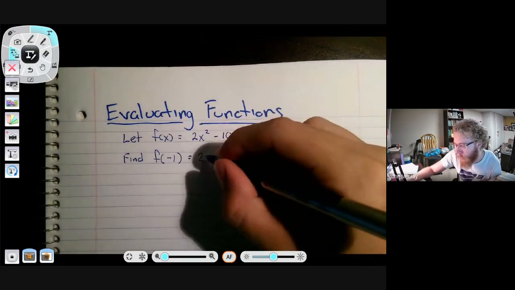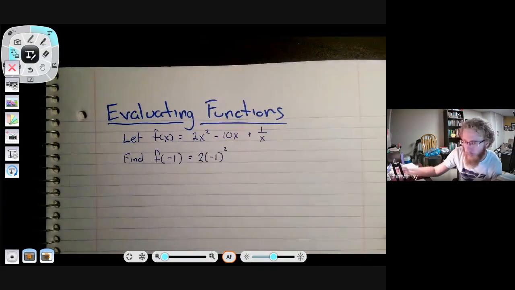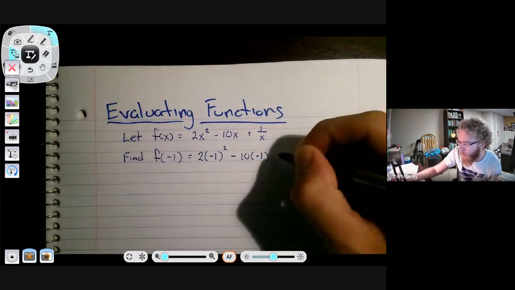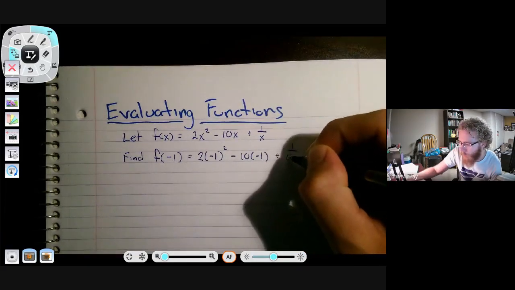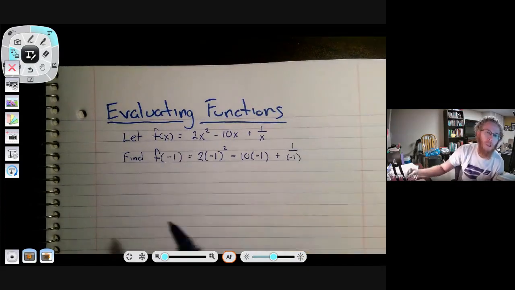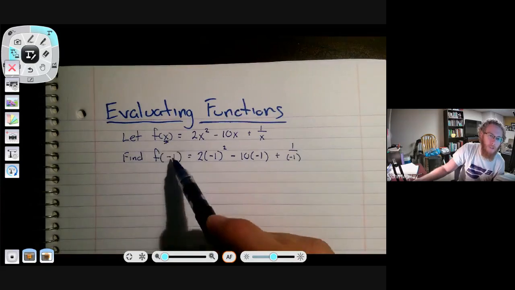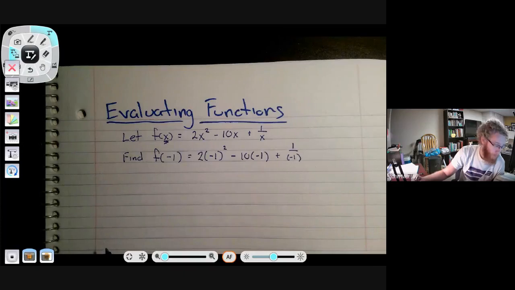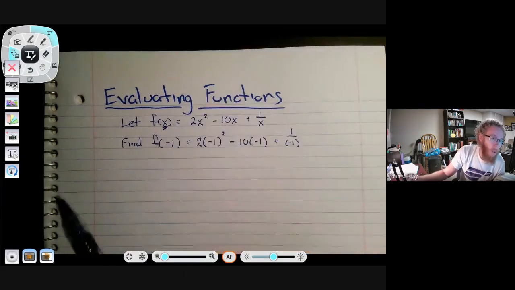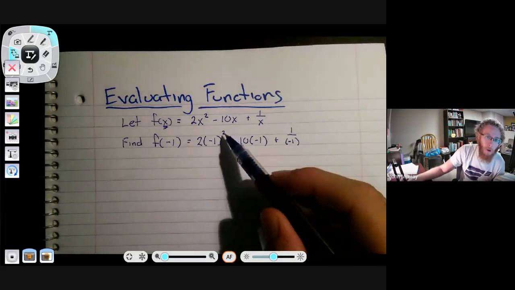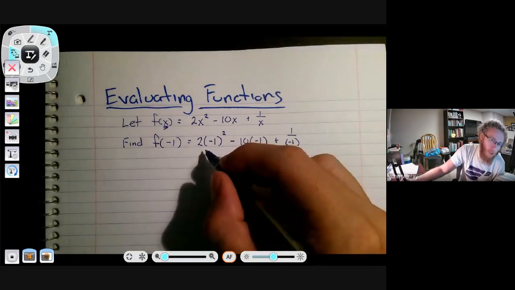So we're going to have 2 times (-1) squared minus 10 times (-1) plus 1 over (-1). And right, so when we evaluate functions, anything that we see, replace that x, that's what we're plugging in for x. Okay, so now we just go ahead and use PEMDAS and basic algebra stuff. -1 squared. All right, so I'm going to do it step by step here.